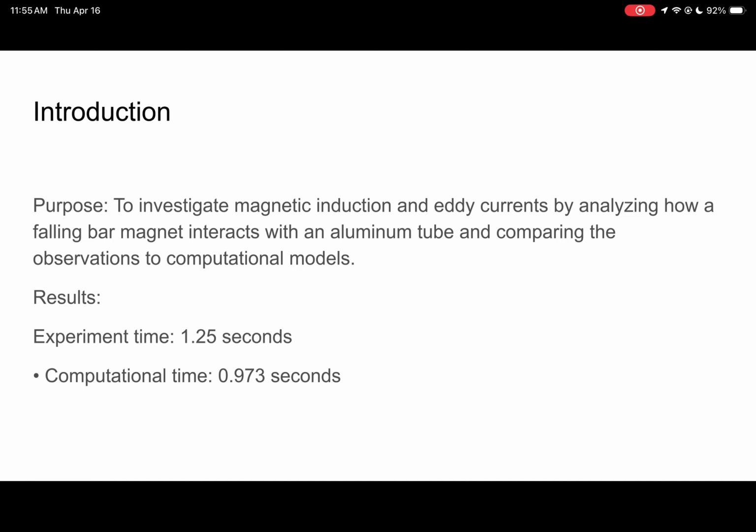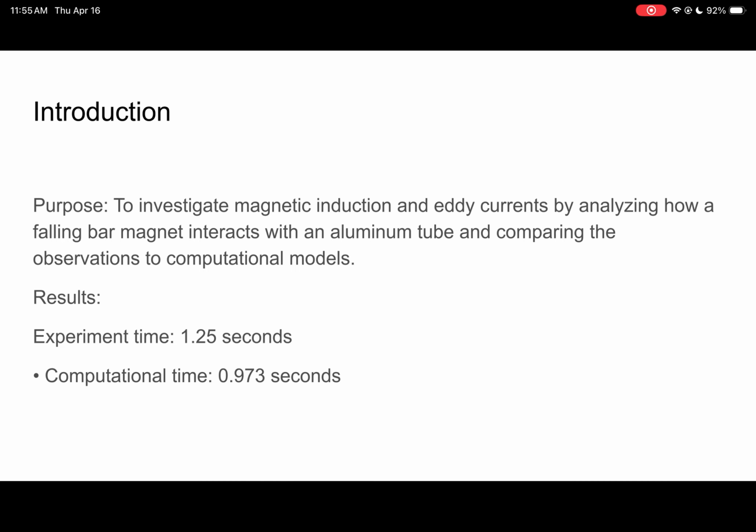This is my lab 6. So the purpose of this lab is to investigate the magnetic induction of eddy currents by analyzing how a falling bar magnet interacts with an aluminum tube and comparing the results to a computational model. In our results, the experiment fall time was around 1.25 seconds, and in the computational model, it was 0.973 seconds.